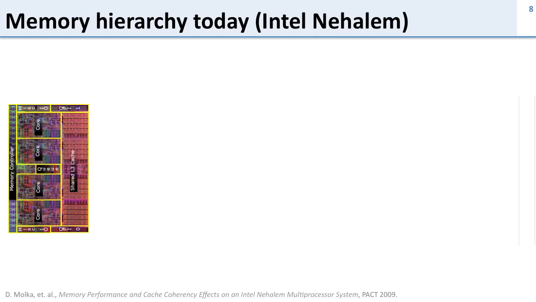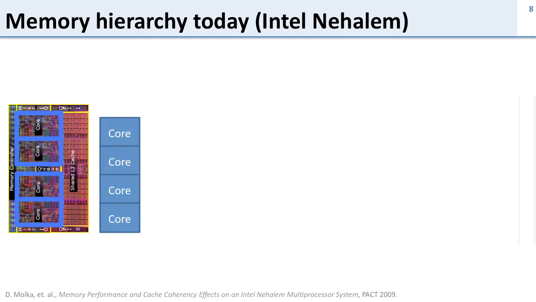So let's take a look at the memory hierarchy in processors today. Here's an Intel Nehalem processor. It has 4 cores. Here are the 4 cores. Each of those cores has a very small level 1 cache. So here's the very small level 1 cache. It's 32 kilobytes for data and 32 kilobytes for instruction.